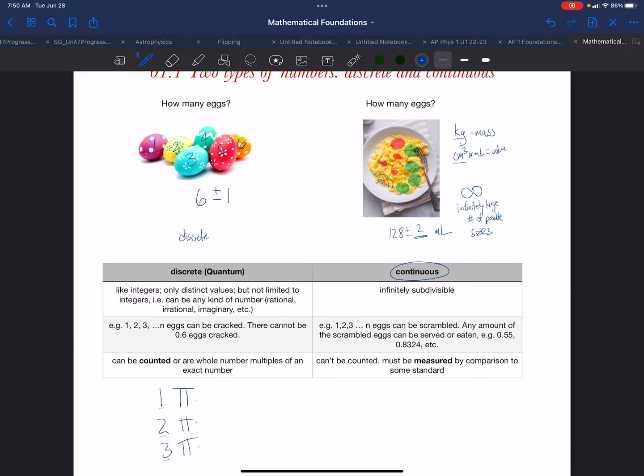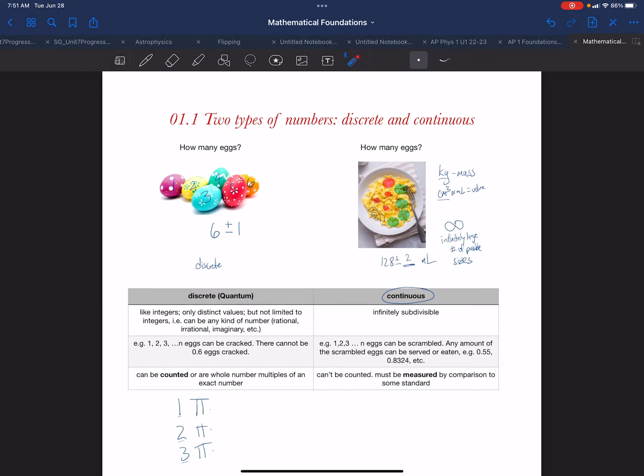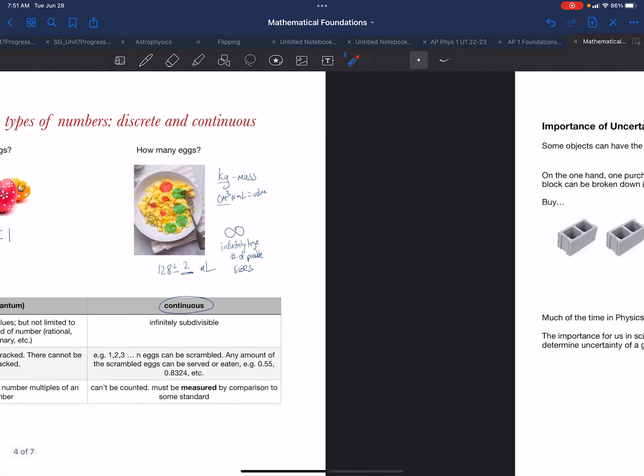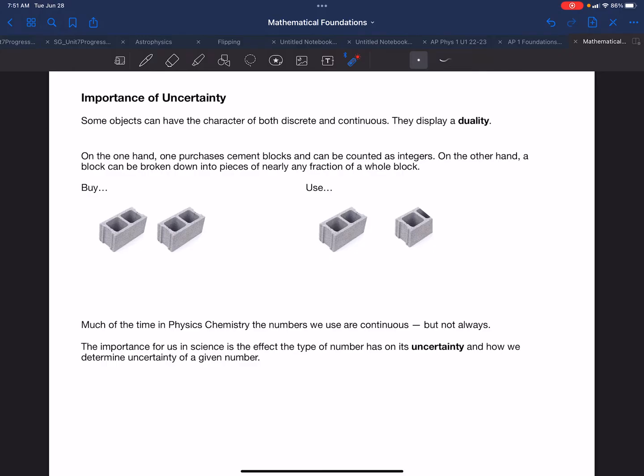On the continuous side, we have numbers that are infinitely subdivisible. We can have any number of eggs that are scrambled, and any amount can be served or eaten, not just a whole number. Continuous things can't be counted. They must be measured by comparison to some standard, and that's what measurement is. So those are the types, and examples of discrete and continuous. Now, the importance of this has to do with a brand new concept to most of you in science, which is uncertainty.